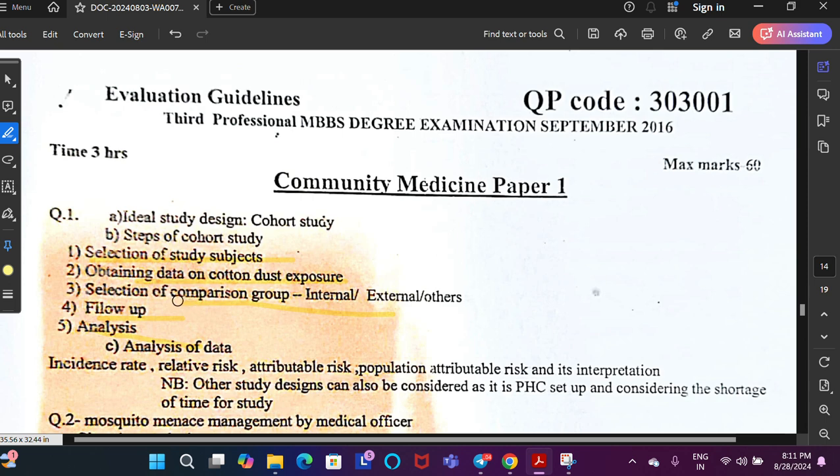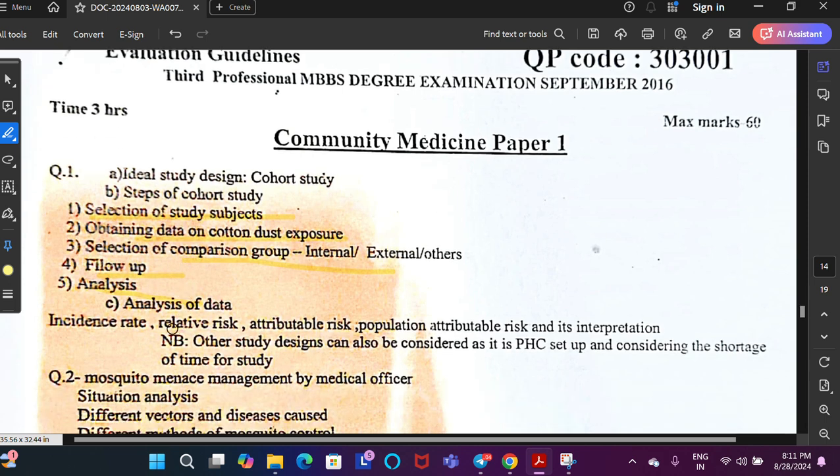So how can you analyze the data that you have collected? For analysis of data, you know the statistical methods that we apply in a cohort study. First you have to calculate the incidence rate, relative risk, attributable risk, the population attributable risk, and its interpretation. Note that another study design can also be considered, as it is a shortage of time for the study.